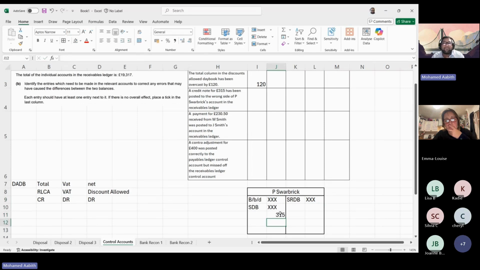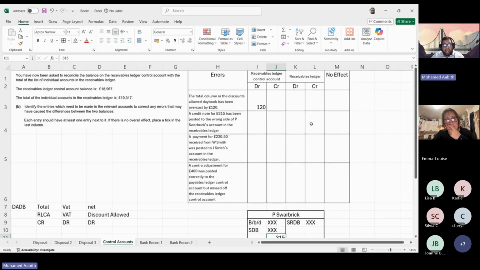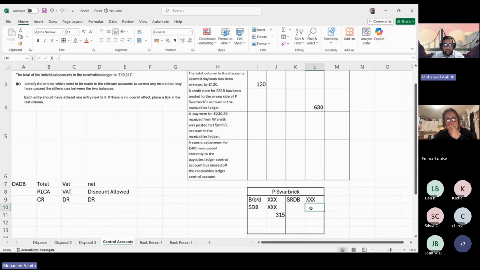So how am I going to correct something that's been put on the wrong side? If I put something on the wrong side, the correct thing to do is to remove the entry by crediting it once and enter that entry again on the credit side. So you have to do it twice on the credit side. So it's going to be twice that amount here on the receivable ledger. It's going to be 630 pounds, which will be for P. Swarbrick's account. So if I put that number here now, 630 pounds, it cancels the 315 and then it will end up having the right amount on the right side now. So it will come back to the correct amount on the credit side. So this will be the entry for that.